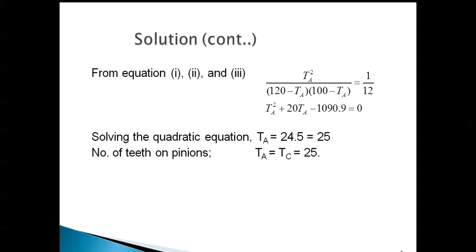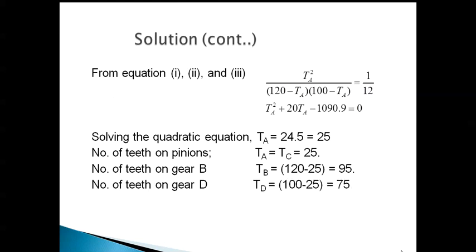And here TA equal to TC equal to 25, because both the pinions have the same number of teeth. And number of teeth on gear B, TB equal to 120 minus 25, that is equal to 95. And TD equal to 100 minus 25, that is 75.